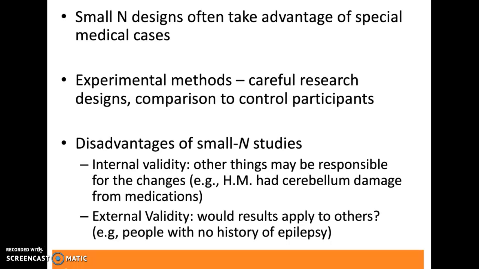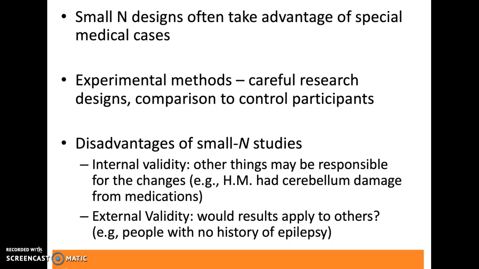And so HM, of course, was one of those cases where they could take advantage of a special medical outcome that had occurred and learn more about the topic of memory. But how convinced should we be by results on these special cases? After all, they're conducted with only a small number of participants. Well, the small n studies can effectively advance our knowledge when the researchers use careful research designs.